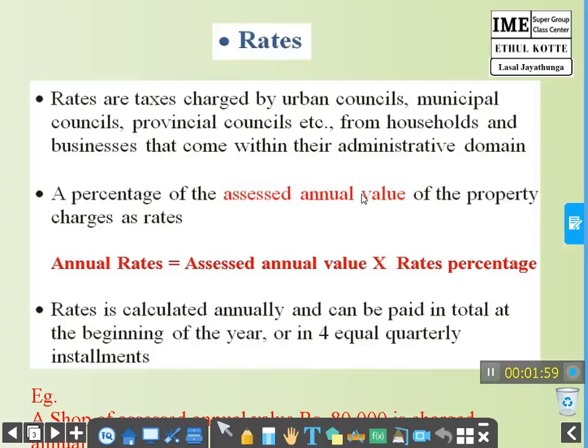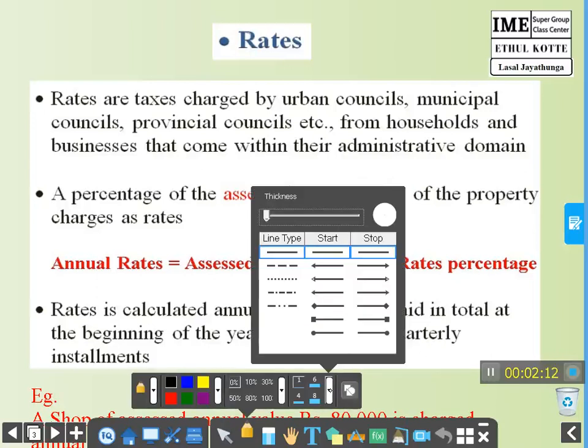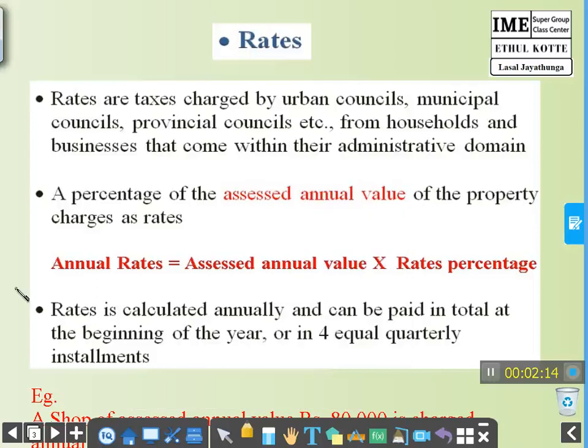The calculation method of rates is: annual rates equal assessed annual value multiplied by rates percentage. Look at the method of calculating the annual rates. Annual rates, we are calculating from the assessed annual value, so that's the value of the property, multiplied by the given rate percentage. Then you can find the annual rate that you have to pay for your property.